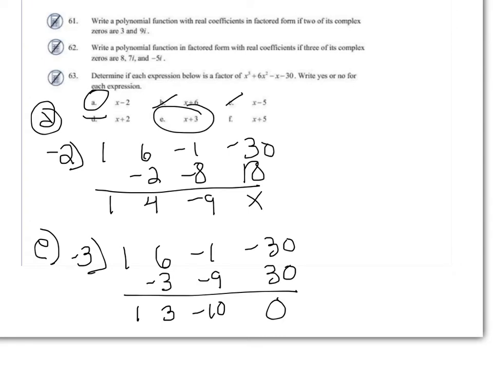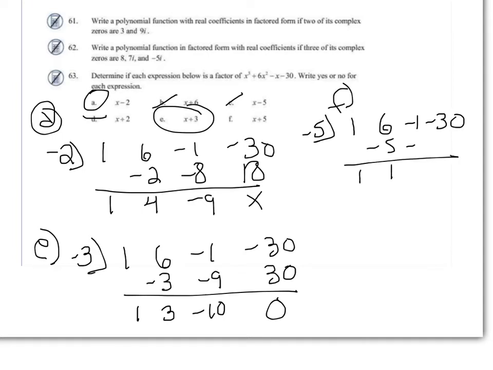We've got one more to try. For f, negative 5 goes in the corner. And f is also a factor.